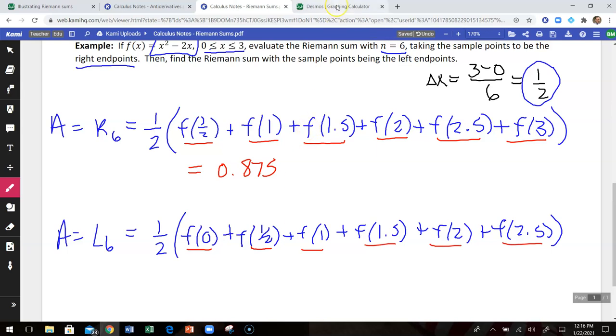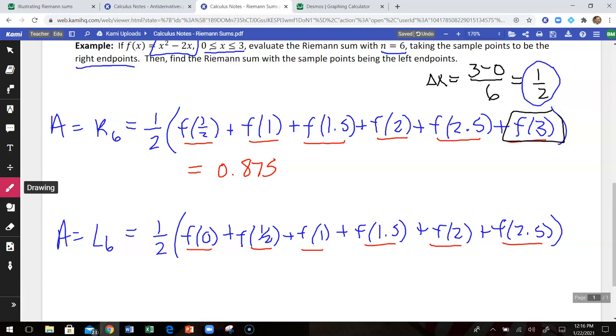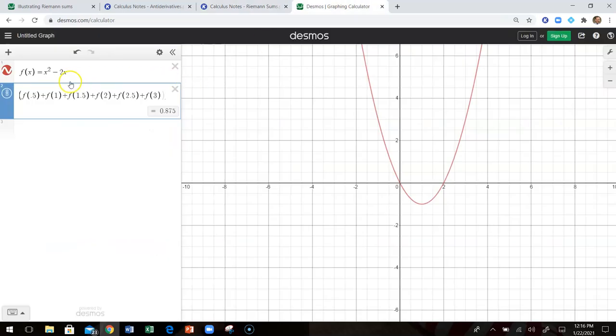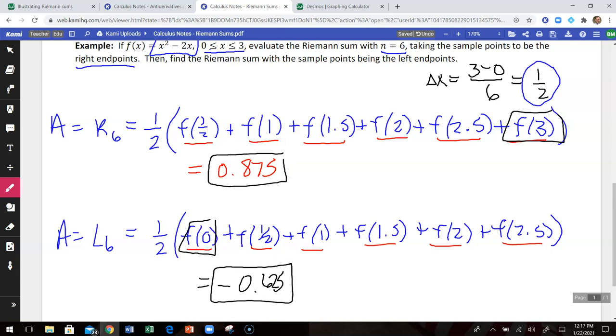So, quick thing is, basically all that we replaced here is we replaced the f of 3 with the f of 0. All the other ones match up. So if I did this calculation, I'm just going to go here and replace 3 with 0. And that's going to give me my estimate using left endpoints, which is negative 0.625. Okay, so using right endpoints, we had more area above the x-axis. Using left endpoints, we had more area below the x-axis.